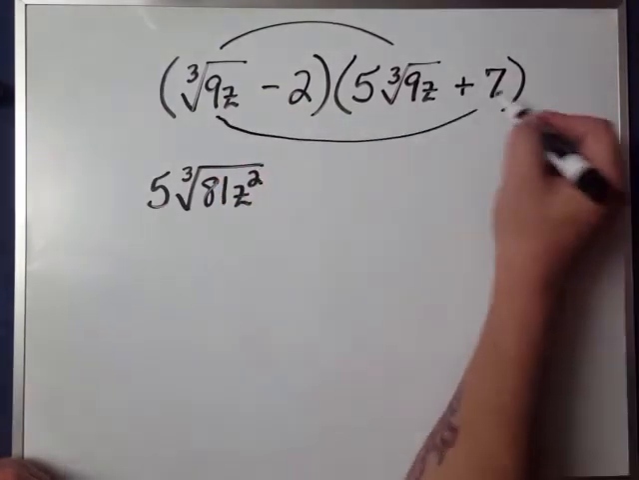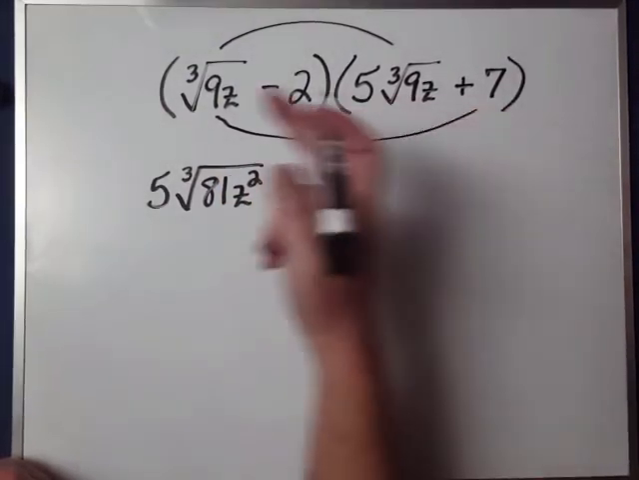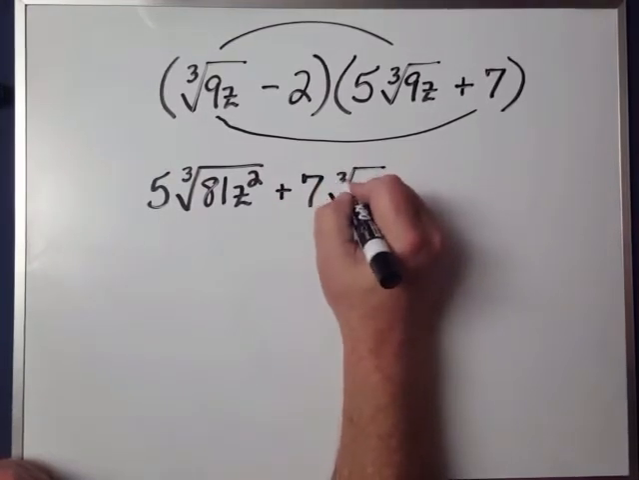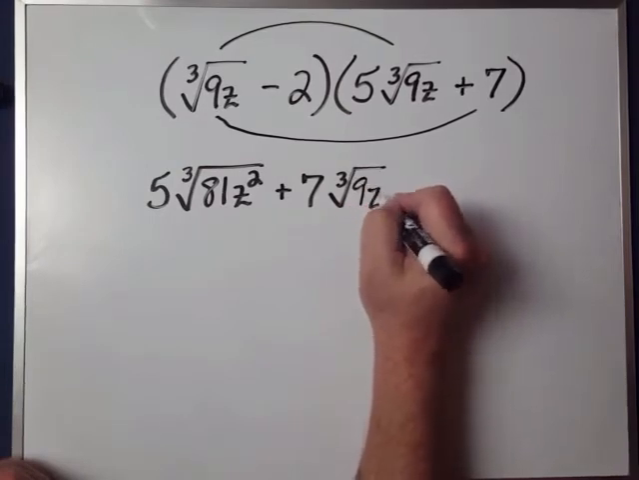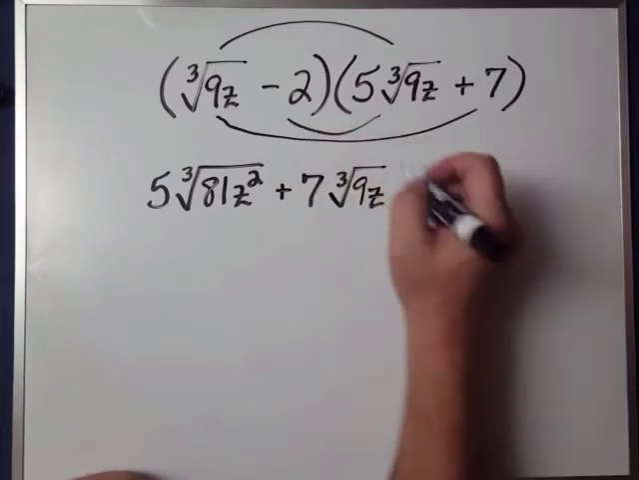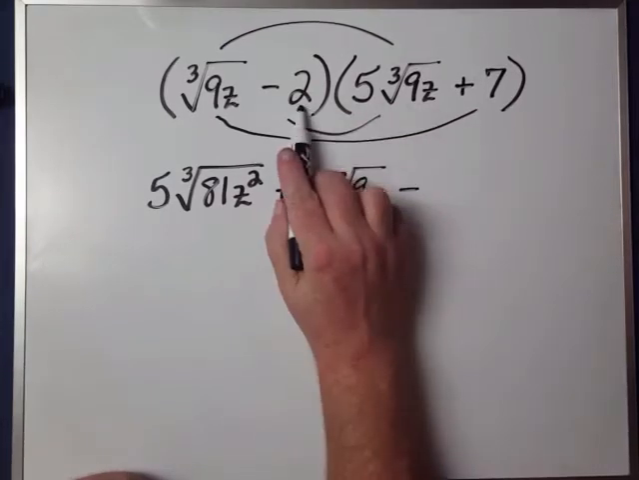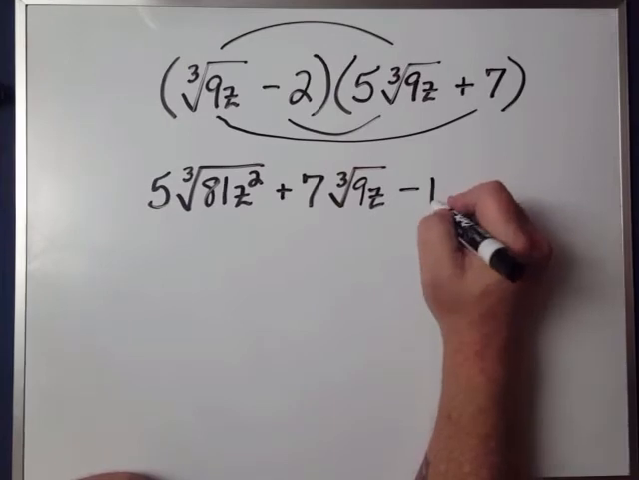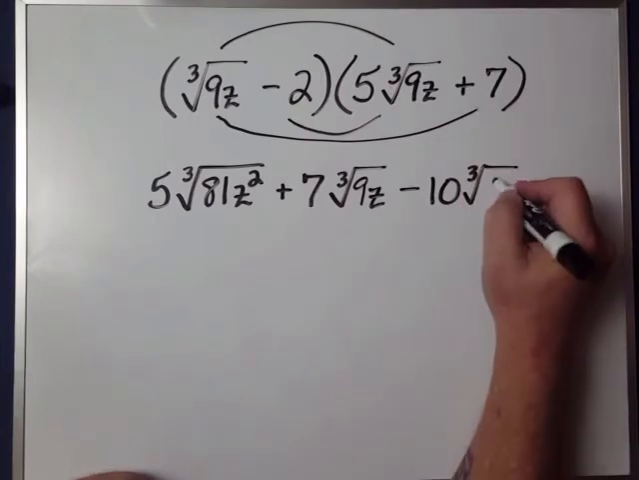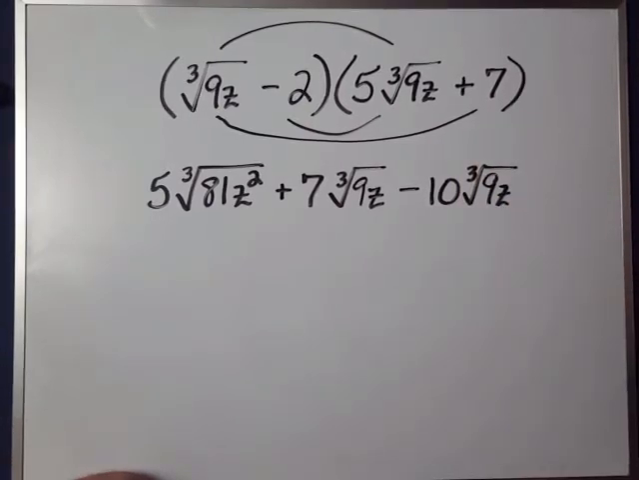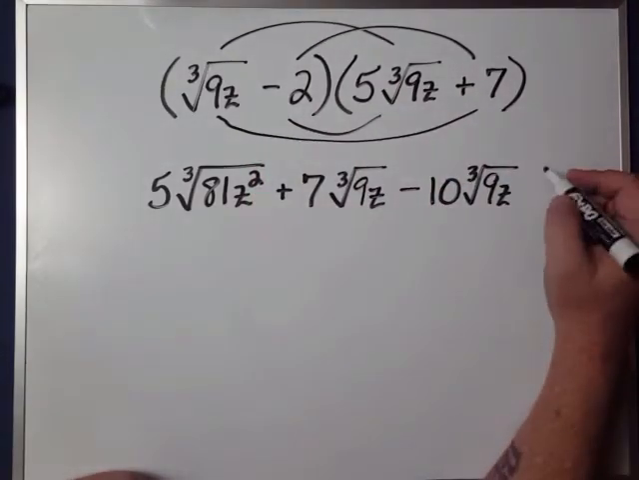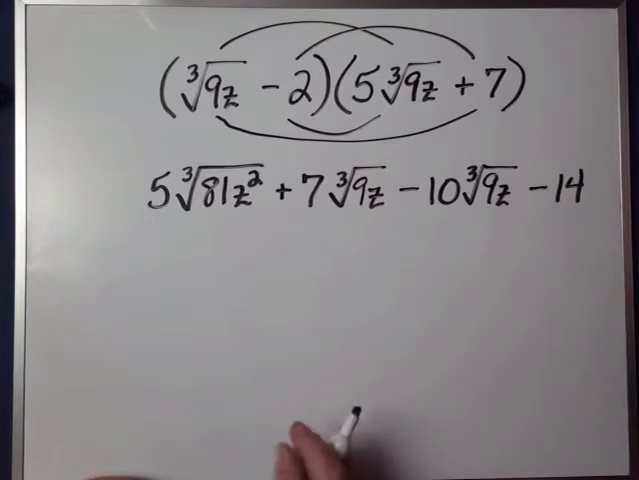Now the outside. 7's an outsider. Everything else is an insider. This is plus 7 cube roots of 9z. Product of the inside. Watch your signs. Minus my outsiders. 2 times 5 is 10. And times that cube root of 9z. And finally, product of the last, as we finish our FOIL. Minus 2 times plus 7 is minus 14.